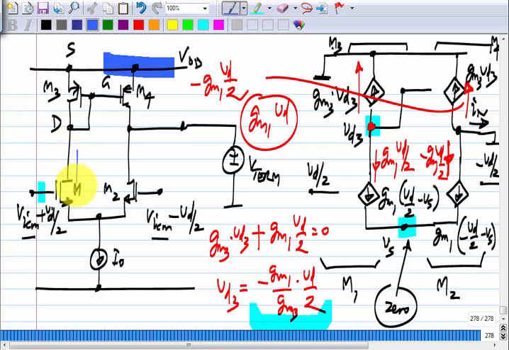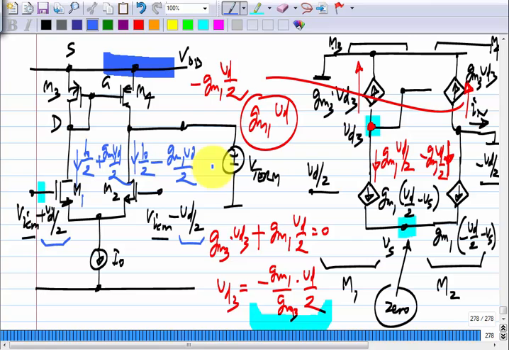What is the quiescent current here? Quiescent current I0 by 2. If you apply an increment of Vd by 2 and minus Vd by 2, what will be the total current in M1? Plus GM1 Vd by 2, and this is I0 by 2 minus GM1 Vd by 2, right.